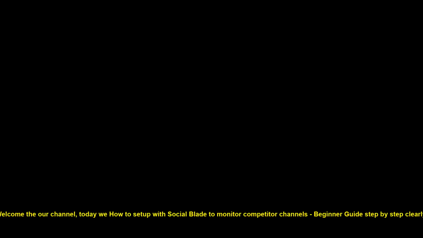Step by step, clearly. To set up Social Blade for monitoring competitor channels, start by visiting the Social Blade website. Once on the home page, locate the search bar at the top. Enter the name or the URL of the competitor's YouTube channel you want to monitor. Click on the search icon or press enter to proceed.